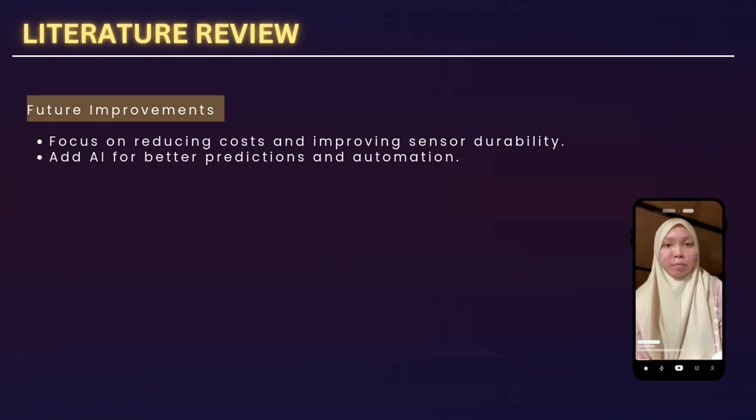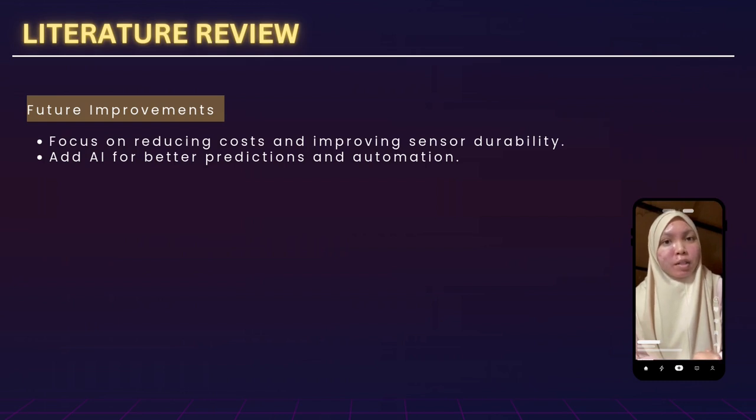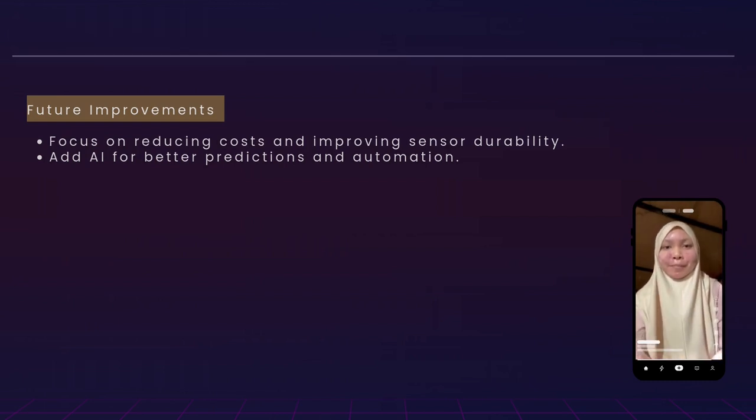For future development, first, we plan to reduce costs by using cheaper components or scaling production. We aim to make the system more affordable. Second, enhance durability. Improving the quality of sensors and hardware will ensure long-term reliability. Third, integrate AI. Adding artificial intelligence can help predict plant needs based on weather forecasts or plant type.